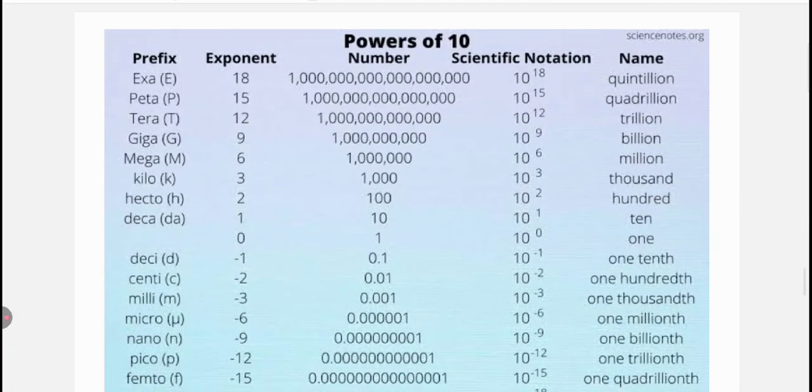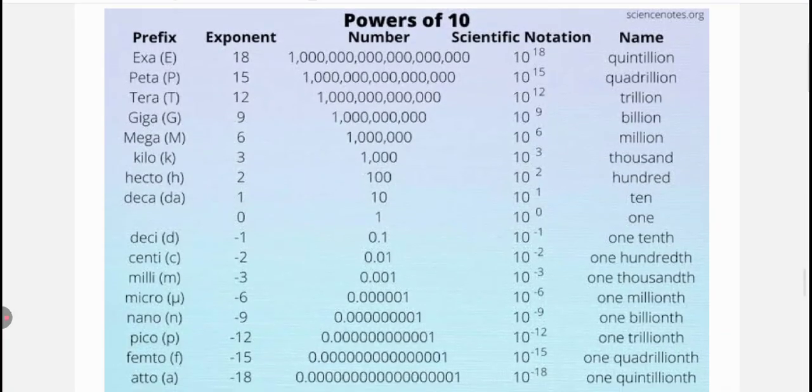In measurements and units, another thing you should know is how to express the powers of 10. What prefix can you add? For example, if it is 10 power 18, it is mentioned as exa. If it is 10 power 15, it is peta. 10 power 12 is tera. So quintillion, quadrillion, trillion, billion, etc. Each has a name: thousand, hundred, ten, one, and for the same you have a prefix.